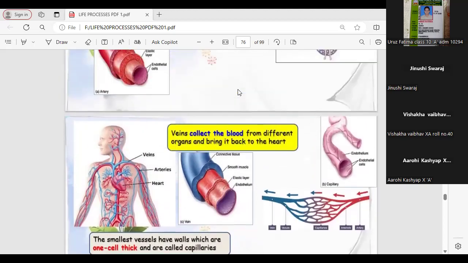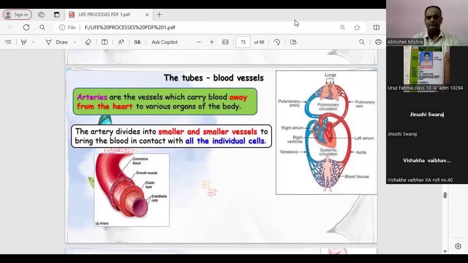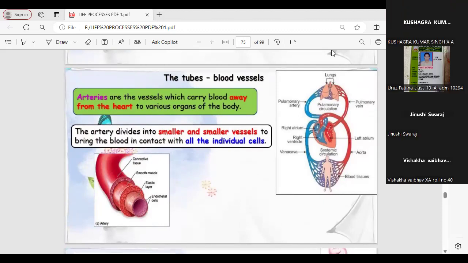So can anyone tell me what are the differences between arteries and veins? Anyone? What are the differences between artery and vein? Okay, Dhruv, wait. Let me give the option to Dhruv. Okay, cool. Okay, Anshu Aditya this time. Anshu Aditya, raise your hand. Yes, sir. Yes, unmute. Yes, Anshu, say the differences.